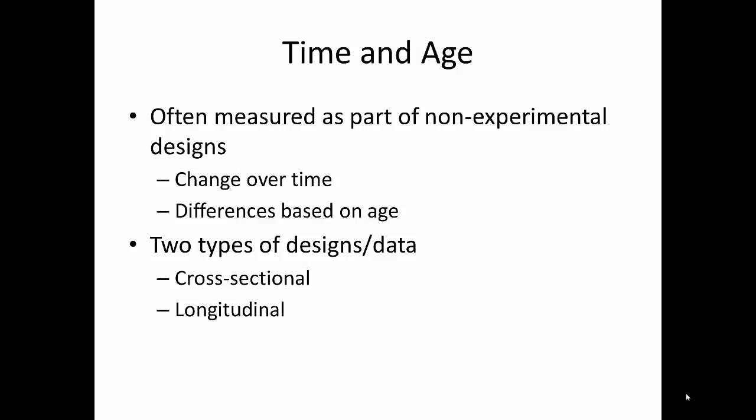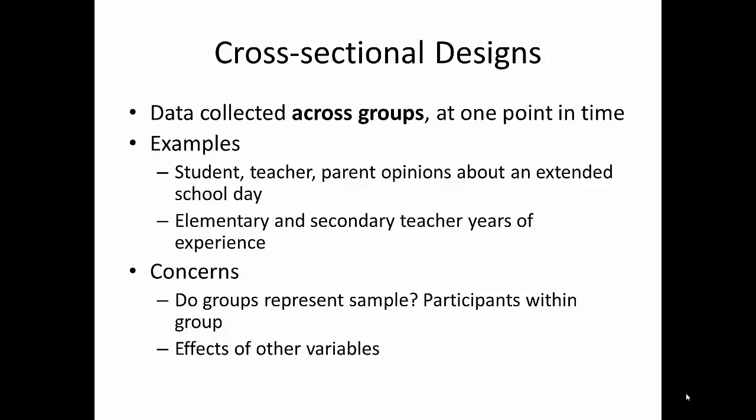Now, another type of non-experimental design deals with time and age. These things happen naturally, so we can't experiment with the ages of kids, for example. And they're often measured as part of both non-experimental and experimental designs. And there are two types of designs or data that are gathered this way.